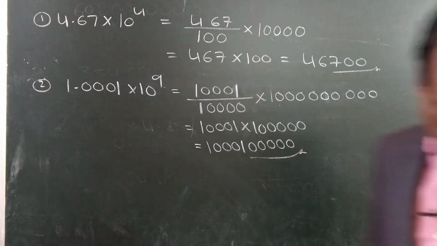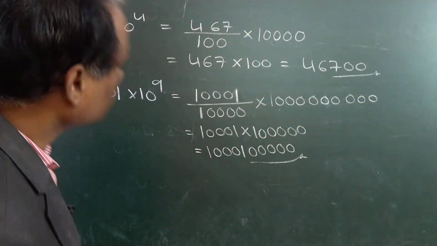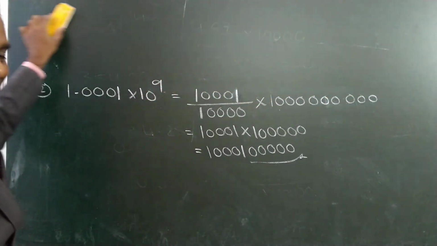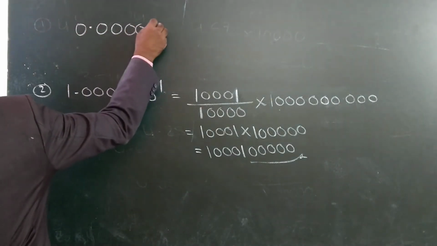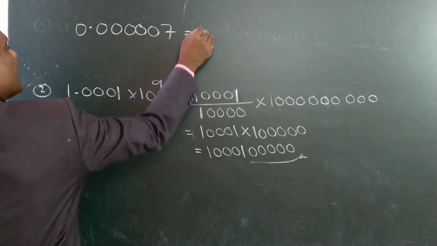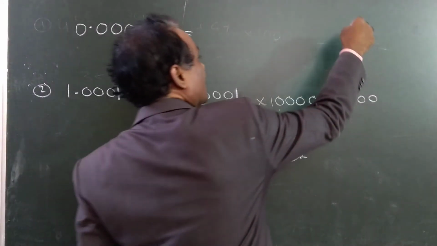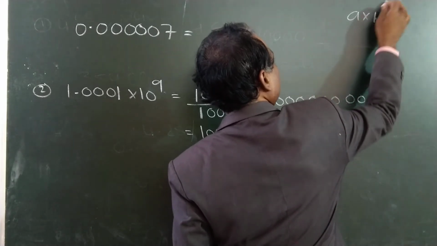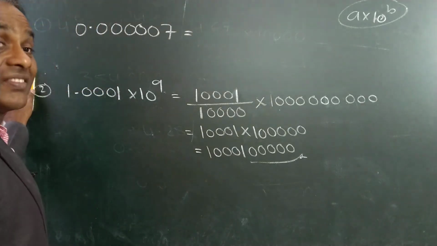This is the procedure we have practiced in many problems. Next, change it into standard form. Standard form means 10 to the power of something. Like this, some number into 10 to the power of something. That is a standard form.